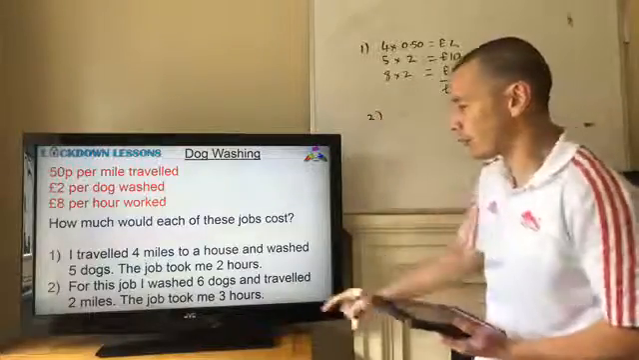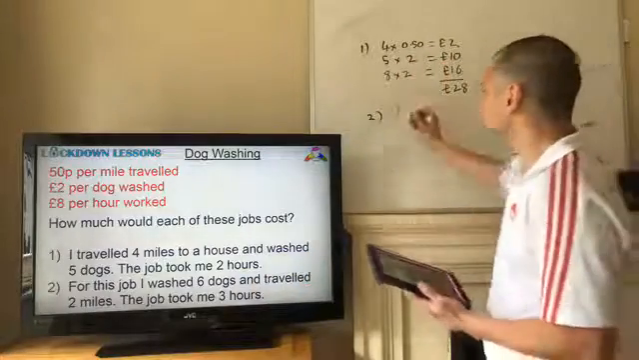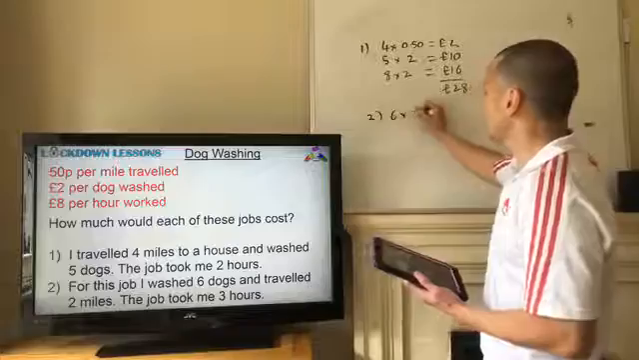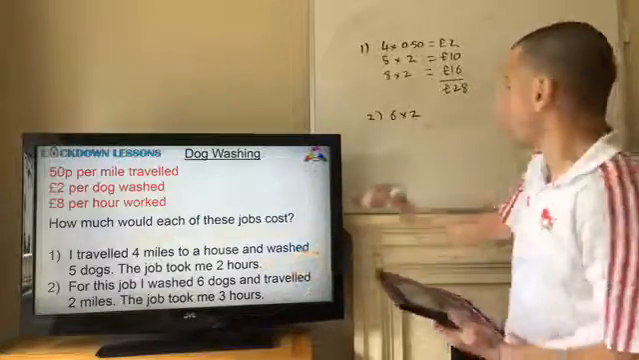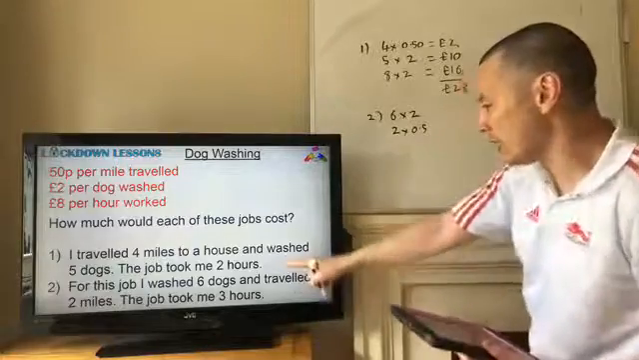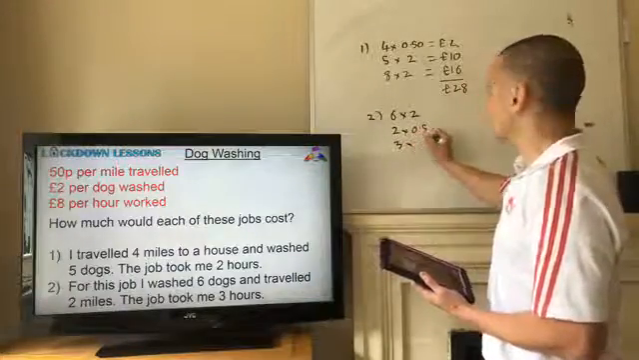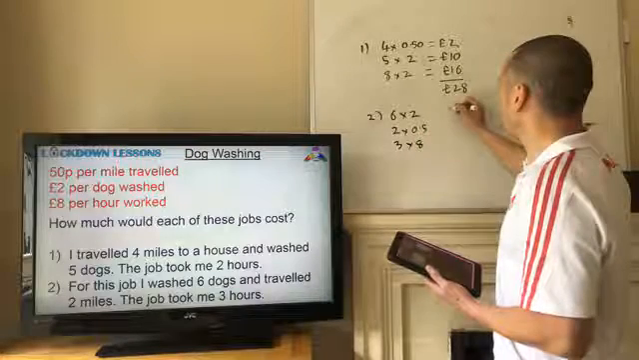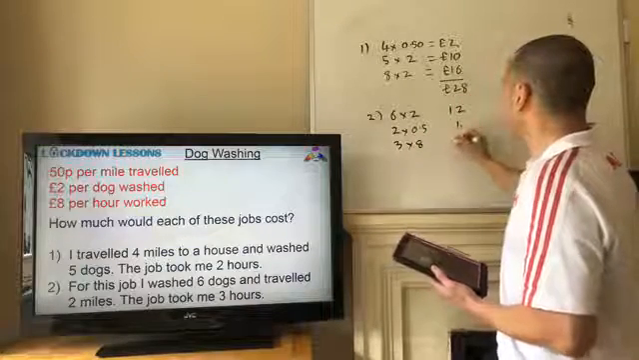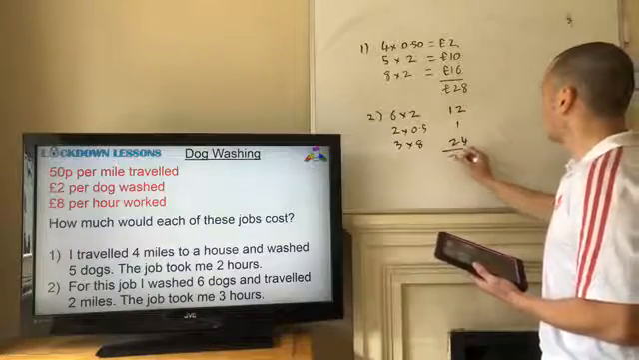Job 2. Okay, this time I'm washing 6 dogs and travelling 2 miles. So I've got 6 times 2, which is £12, travelling 2 miles, 2 times 0.5, which is £1, and then it took me 3 hours, 3 times 8, which gives me £24. Add all that together and you've got £37.